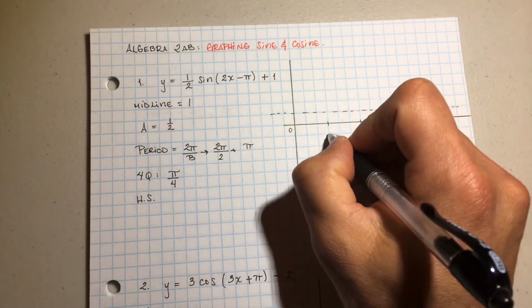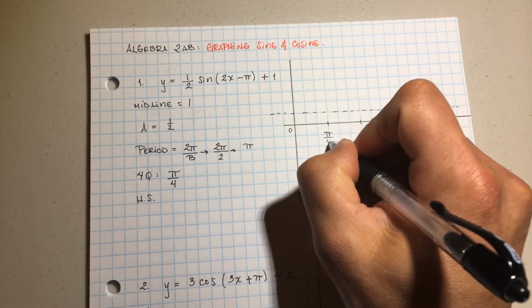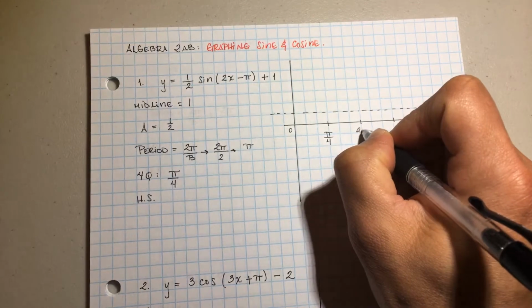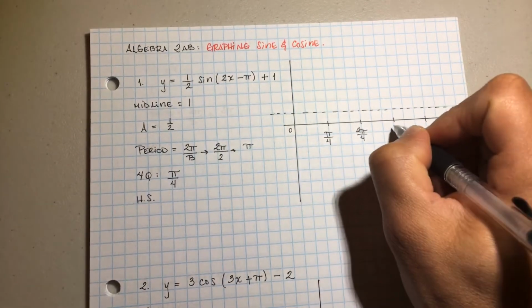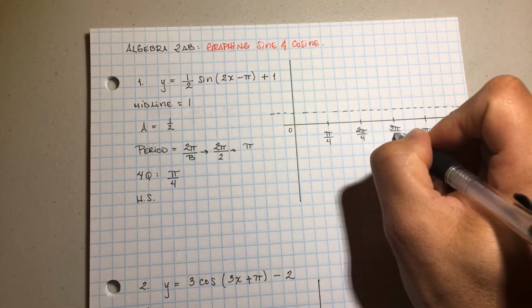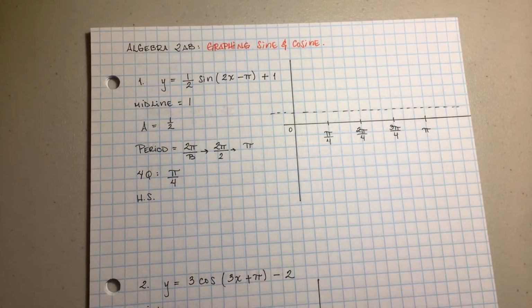So we're going to count starting here. Pi over 4, that's the first one. Then the second one is 2 pi over 4. The next one is 3 pi over 4. And the last one is 4 pi over 4.